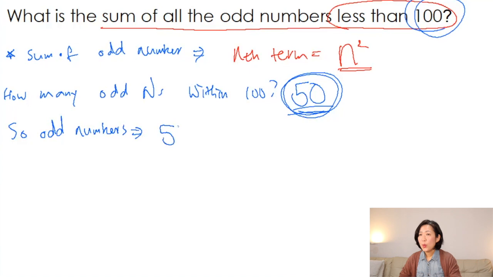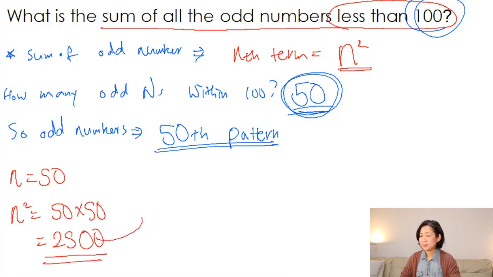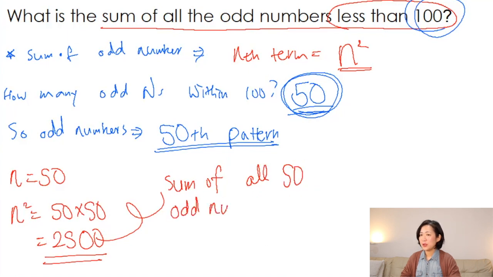So that means we need to find the 50th pattern. So use your formula, n is 50, then your formula is n squared. So 50 times 50 gives you 2,500. So just remember, the sum of all 50 odd numbers from 1 to 99 gives you 2,500. And the sum of odd numbers pattern is exactly the same as a square number pattern.